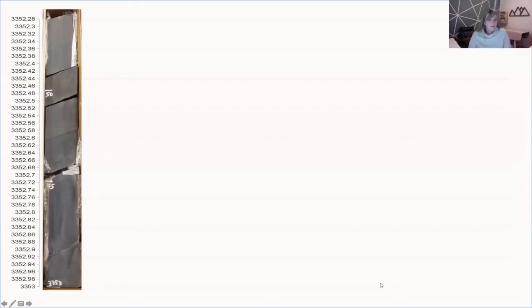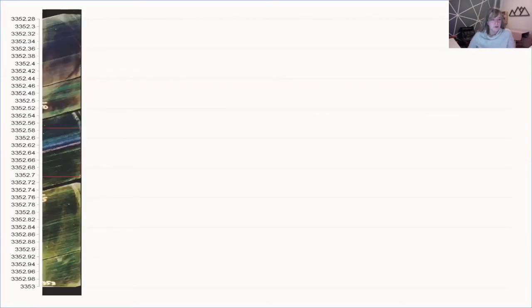So here's another look at that same core. I just wanted to show how it compares to changes that we see in elemental data. So first off, this is our RGB image that just highlights the differences in mineralogy within the core. And just the depths are located along the left-hand side there.